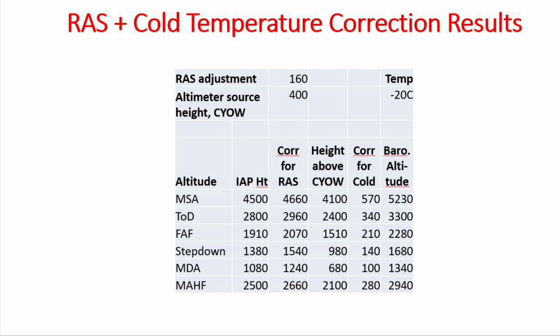By the way, you're supposed to advise ATC if you are applying temperature corrections to your barometric altitude. That would be particularly important for the missed approach hold altitude. They may have somebody holding there at an assigned barometric altitude.